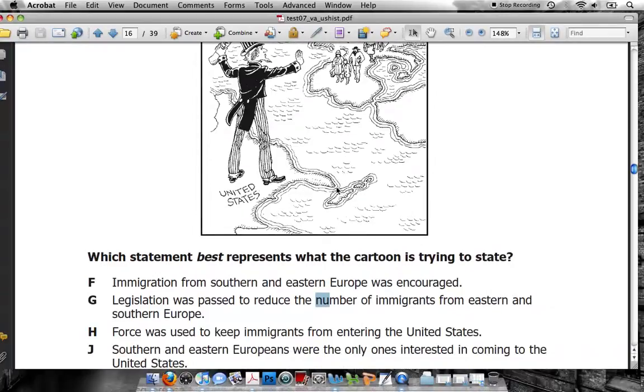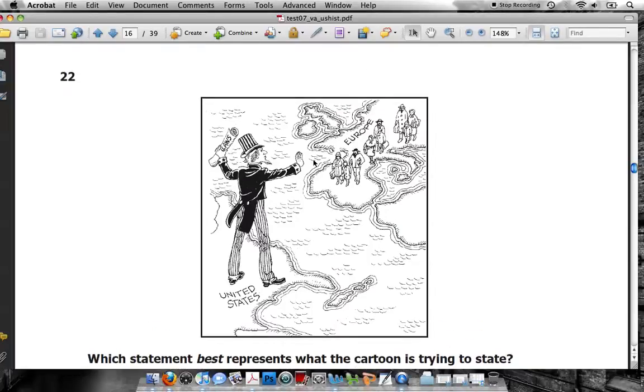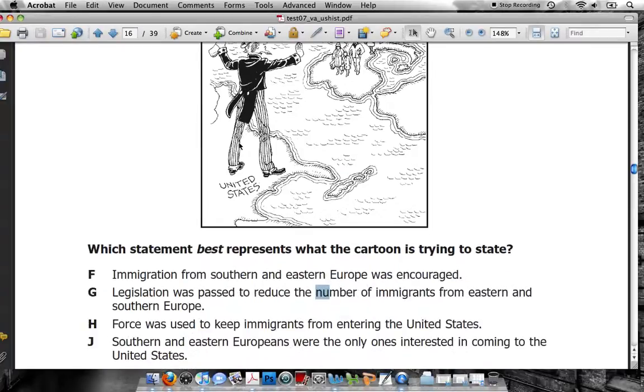H. Force was used to keep immigrants from entering America. Well, Uncle Sam's saying stop, and he has the laws, but he doesn't seem to be using any force. He's not holding a club. He's not keeping anybody out with force. So maybe that's not the best answer.